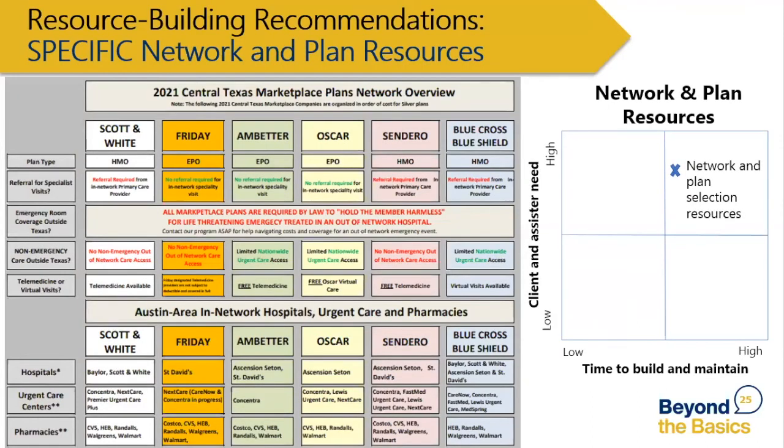Okay, so I now want to talk about specific network and plan resources, and that's going to be hopefully the bulk of what we discuss for the remainder of this presentation. The chart on the left-hand side is sort of an attempt to illustrate that network and plan selection resources are the most time consuming to build, but they will in the long term have the greatest payoff for your entity and for your assisters. And as Jennifer mentioned earlier, everyone is at a different place in terms of how long they've been doing marketplace enrollment, how familiar they are with their network.